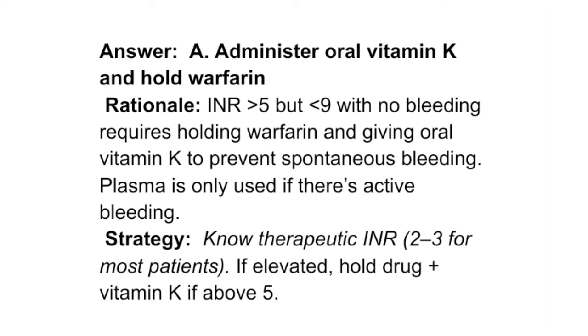Answer, A. Administer oral vitamin K and hold warfarin. Rationale: an INR of 5.9 with no bleeding requires holding warfarin and giving oral vitamin K to prevent spontaneous bleeding. Plasma is only used if there's active bleeding. Strategy: know the therapeutic INR, 2 to 3 for most patients. If elevated, hold the drug, plus vitamin K if above 5.